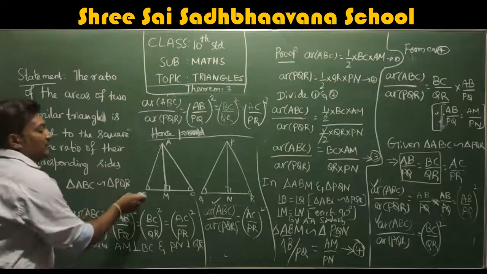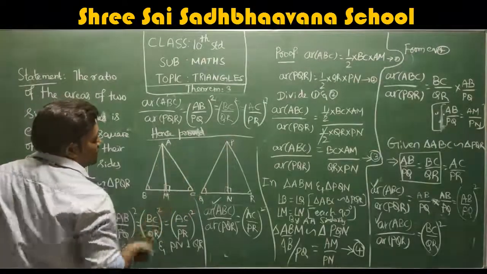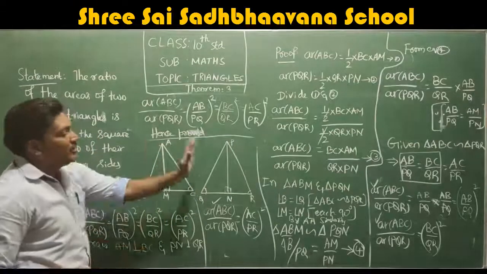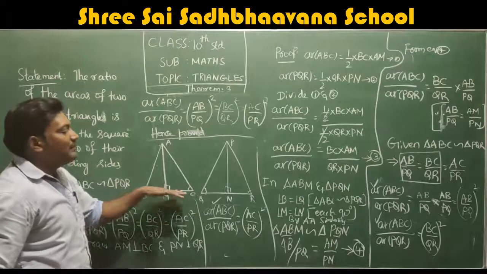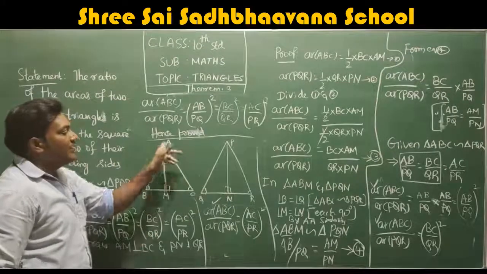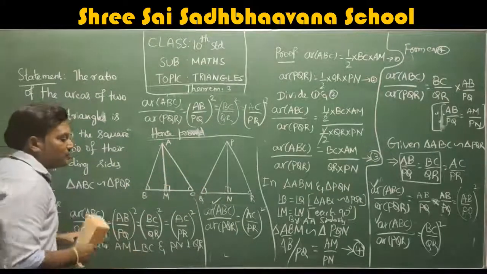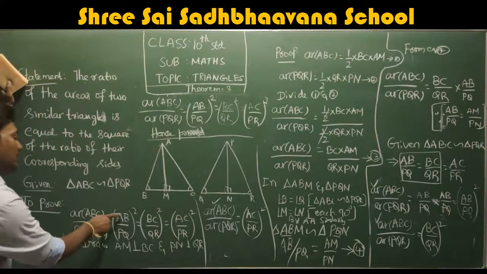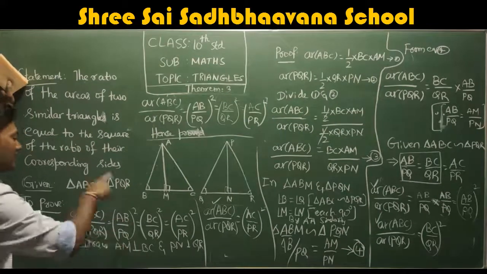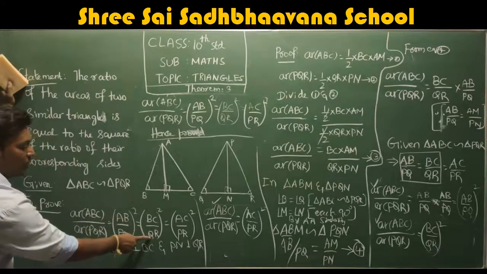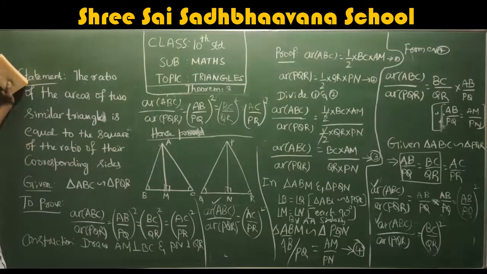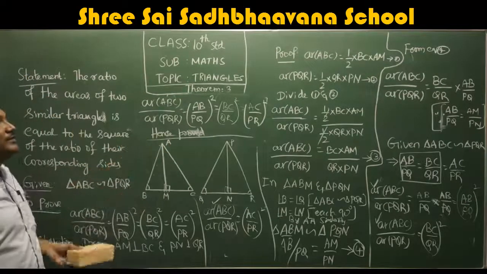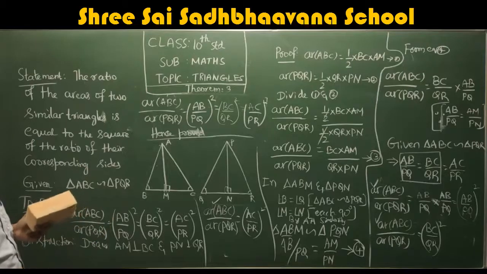What are the corresponding sides? AB by PQ is one corresponding ratio, BC by QR is another corresponding ratio, AC by PR is another corresponding ratio. So the area of ABC by PQR is equal to AB by PQ whole square, or BC by QR whole square, and also AC by PR whole square.